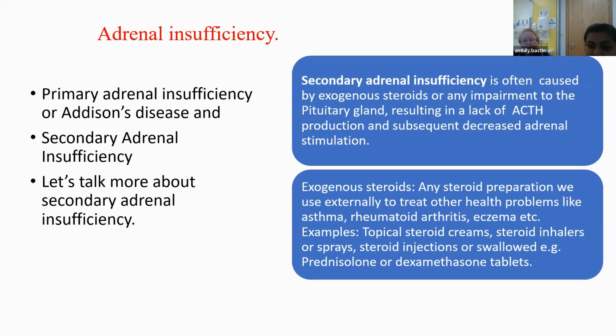Exogenous steroids are the steroids we use externally on our body to treat other conditions. For example, we use steroid inhalers to treat asthma. We use steroid creams or ointments to treat skin conditions like eczema. Sometimes we use steroid tablets for conditions like rheumatoid arthritis.